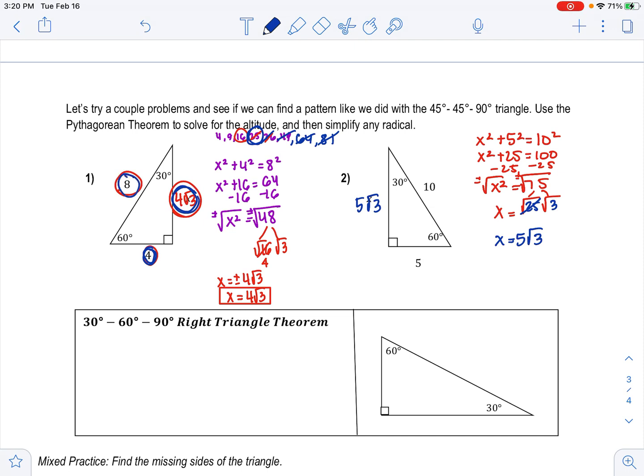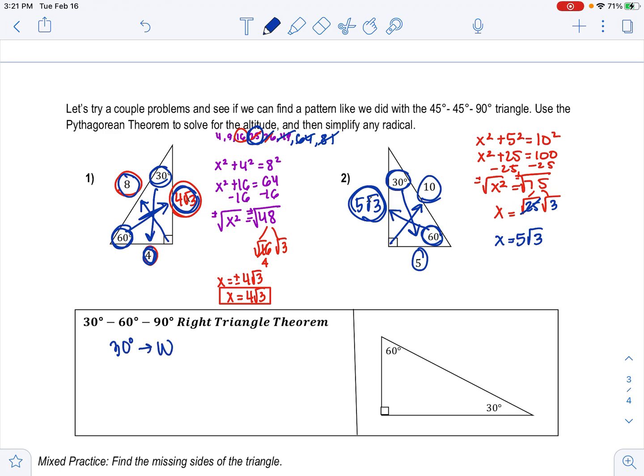Okay, so let's see if we notice a pattern. 4 root 3, 8. 5 root 3, 10. Do we notice a pattern? So let's first talk about which side's the shortest. Across from the 30 is always the shortest side, and that's 5 and 4 in this case. If you look across from the 60, it's root 3 times that amount. If you look across from the right angle, it's double that amount.